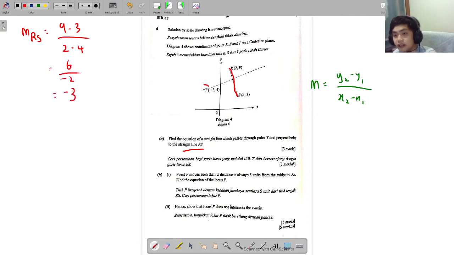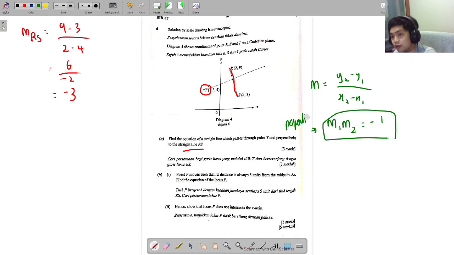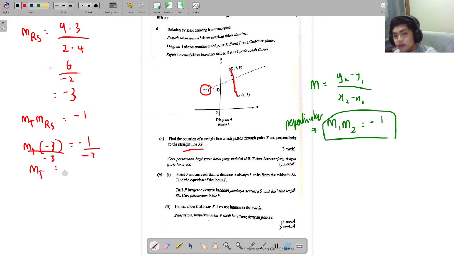So if I want to find the gradient of the line T, I can make a relation where m1 m2 is equal to negative 1. This is for perpendicular lines, right? This is the formula for gradient for the perpendicular lines. So I can do the same here, where I say mT times mRS equals -1, and I know what mRS is, which is -3. So I can make mT the subject by dividing by -3, so I'll get 1/3 positive.